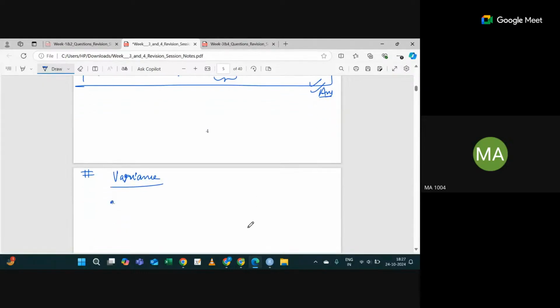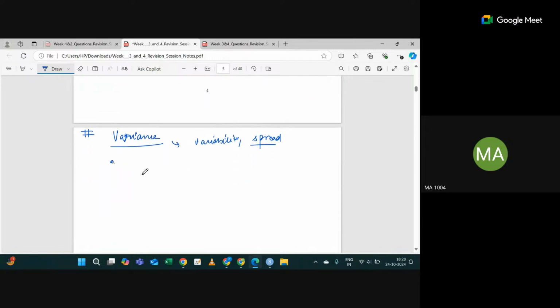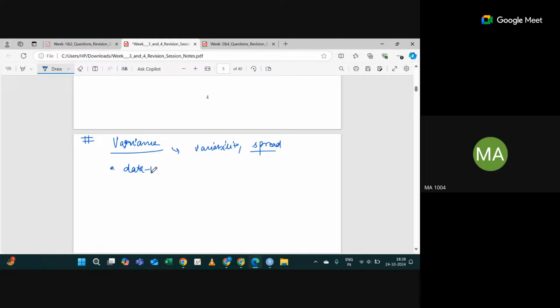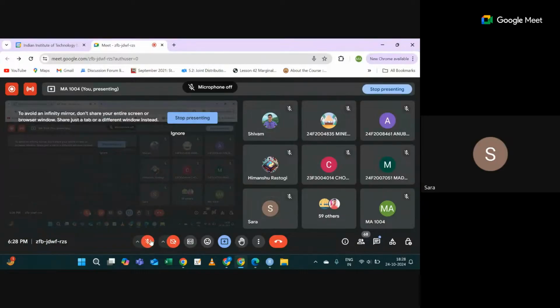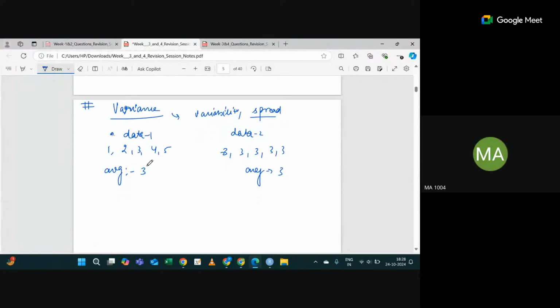Okay, so next part is variance. What does variance tell us? Basically, variance tells us the variability in your data set, or how much spread there is in your data set. Let me take a very simple example. Suppose I have two data sets, with these kinds of observations. What is the average of the first data set? Three. And of the second? Three. So the average is 3.